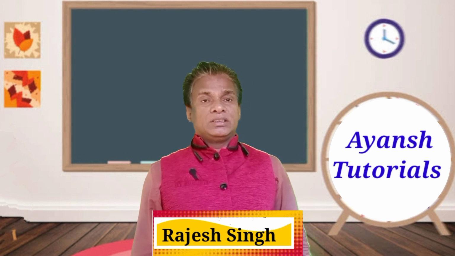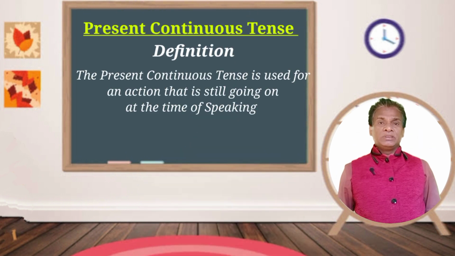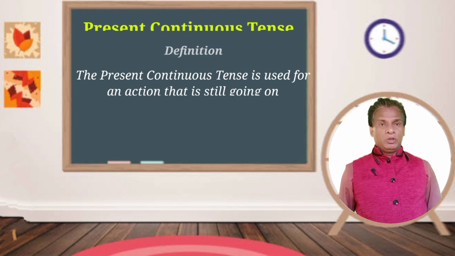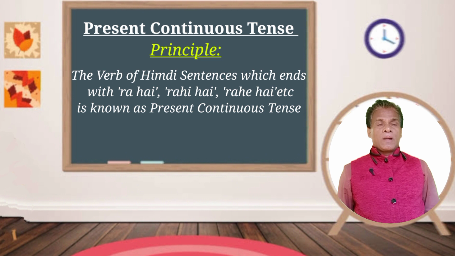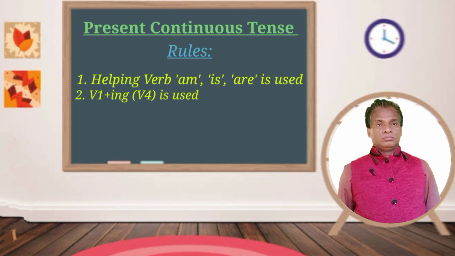Let's start present continuous tense. The present continuous tense is used for an action that is still going on at the time of speaking. Principle: the verb of a Hindi sentence which ends with रहा है, रही है, रहे हैं, etc. is known as present continuous tense. Rules.